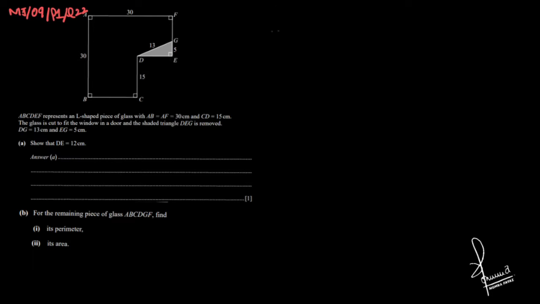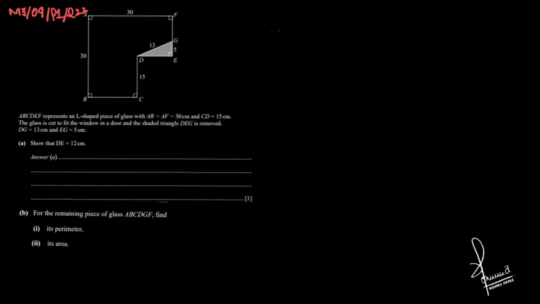It says that ABCDEF represents an L-shaped piece of glass. So you can see that this is your L-shaped piece of glass, and AB is equal to AF, which is this side over here, and CD, which is this, is equal to 15. The glass is cut to fit the window in a door and the shaded triangle is removed. So you're removing this triangle over here to give you this remaining glass. And they've given you DG and EG as well. The first part of the question says, show that DE is 12.